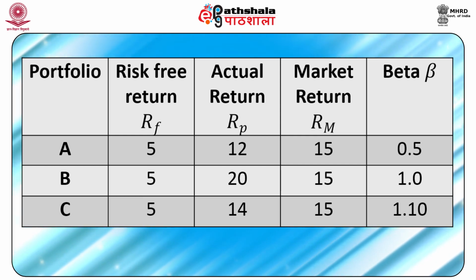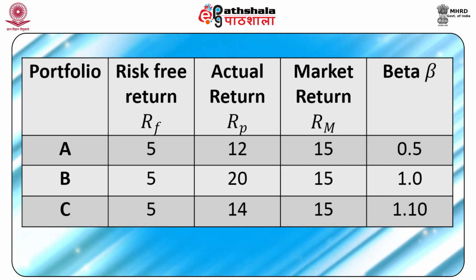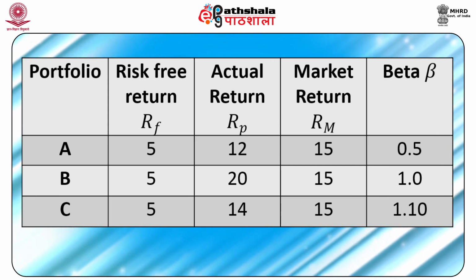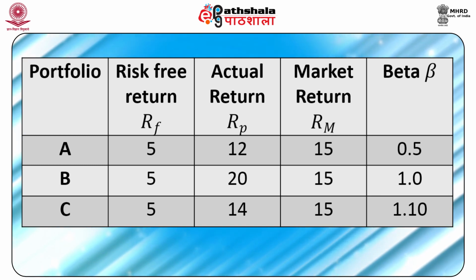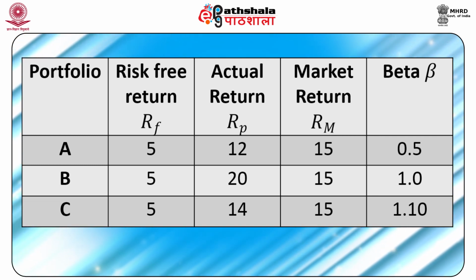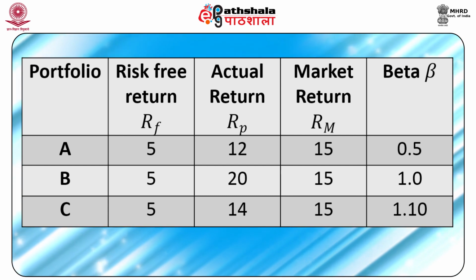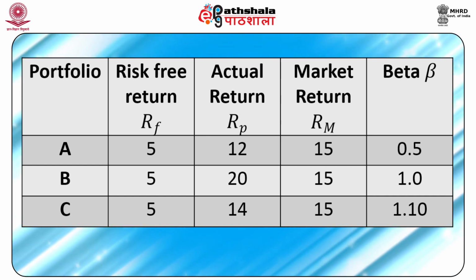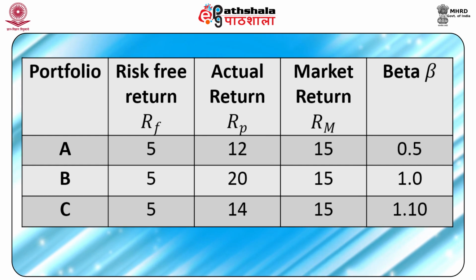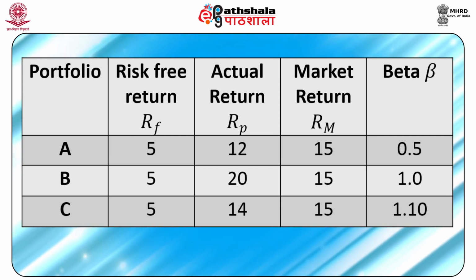The first portfolio is A. Here, the risk-free return is 5%. The actual return is 12%. The market return is 15%. And for A, the beta is 0.5. Then we have B and C. We have risk-free return for B as 5% and for C it is 5%. Then we have actual return. For B it is 20%, for C it is 14%. Then we have market return. For B it is 15% and again for C it is 15%. And then finally we have beta. For B it is 1.0 and for C it is 1.10.